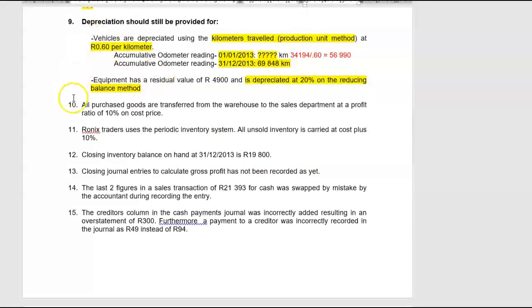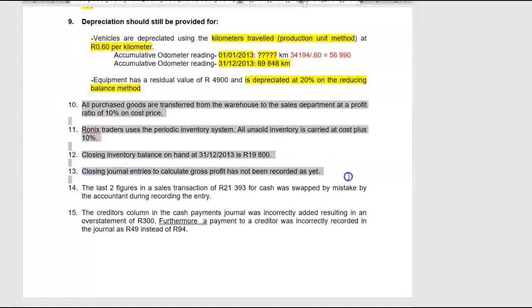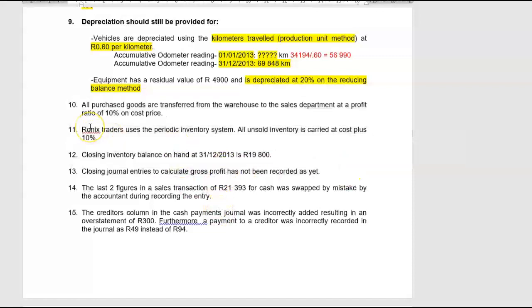Good. Now 10, 11, 12 and 13. 10 to 13, that is everything that has something to do with inventory. So that is the B part of the question. They've told us here, now although this is not a manufacturing environment, that all purchased goods are transferred from the warehouse to the sales department at a profit rate of 10% on the cost price.